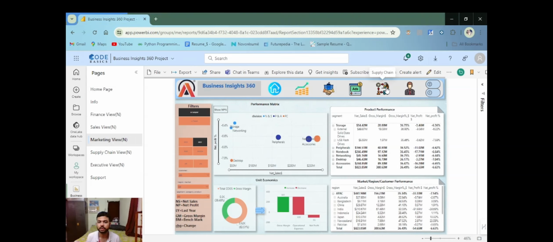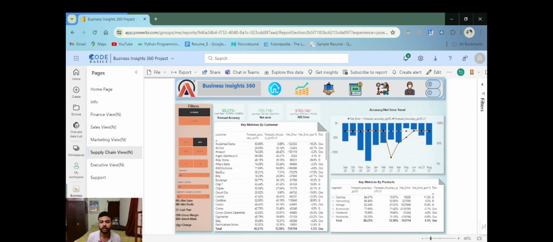Now coming to the supply chain view. So in this view, we get insights on the inventory of the Atlic hardware. Like whether Atlic is producing enough hardware or not, or it's producing excess inventory that is stored in the warehouse, which comes with extra cost, or if there is any out of stock situation that may lead to customer dissatisfaction. To overcome all these situations, here we can see we are dependent on three KPIs. One is forecast accuracy, another one is net error, another one is ABS error.